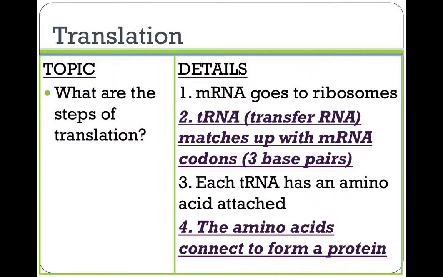This is step number 3. These amino acids attached to each tRNA end up connecting in a long chain called a polypeptide, to form a protein.